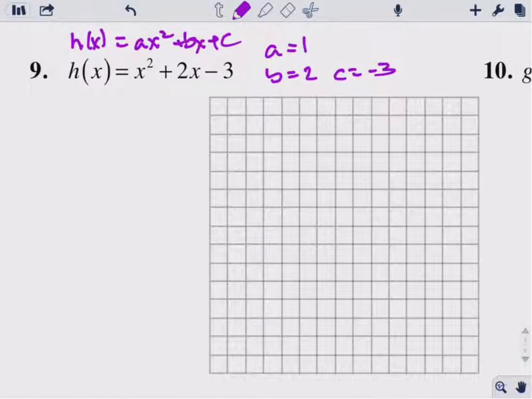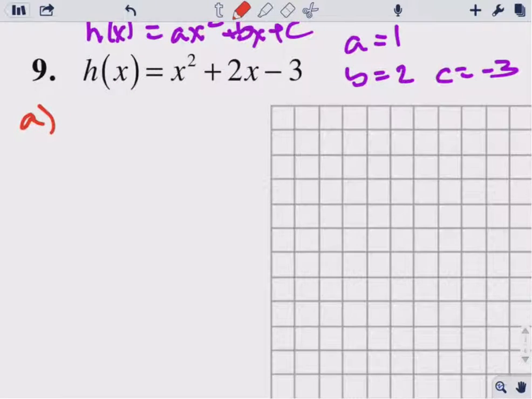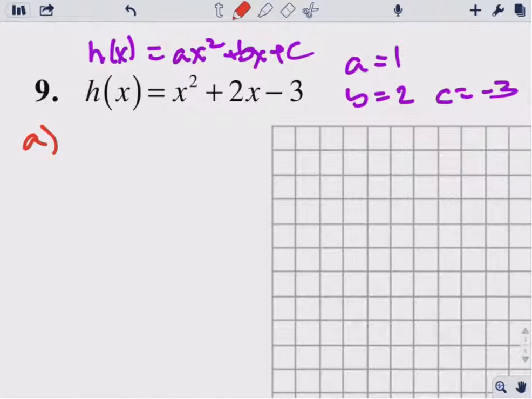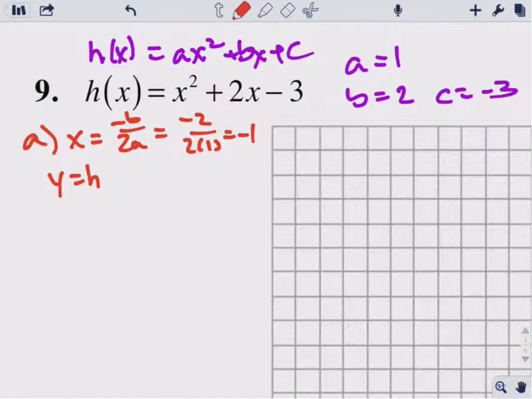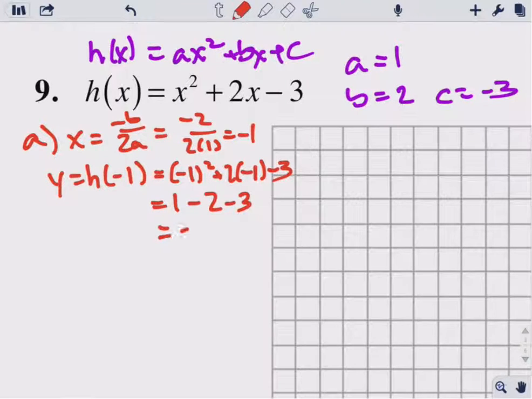To find the vertex for these problems, it requires a little more work. So that means x is negative b over 2a. That's negative 2 over 2 times 1, which is negative 1. Your y is equal to h of negative 1, which is negative 1 squared plus 2 times negative 1 minus 3, which is 1 minus 2 minus 3, which is equal to negative 4. So your vertex is negative 1, negative 4.